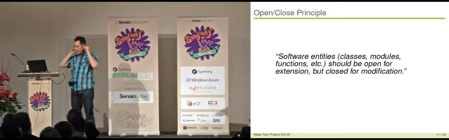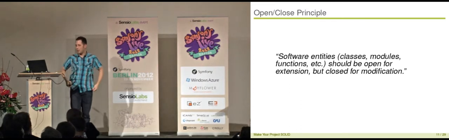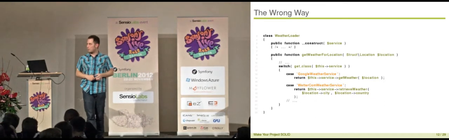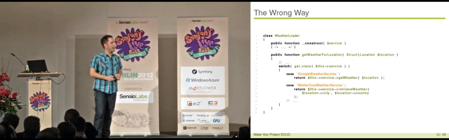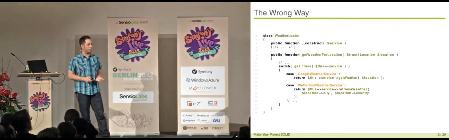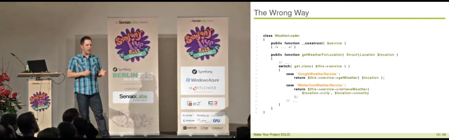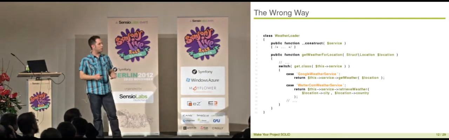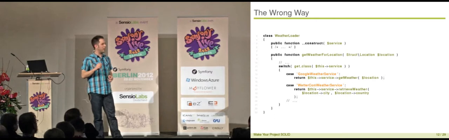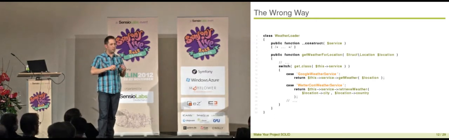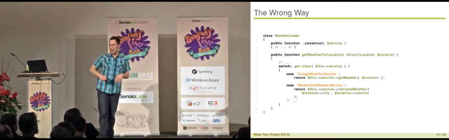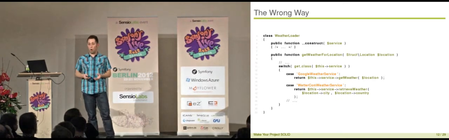Okay, what does it tell us? Let's look at an example again. We have again our weather loader, and this time the weather loader receives some service in its constructor. And inside the getWeatherForLocation method, we have a big switch which asks, okay, if I got the Google Weather Service, then I need to react like that, because I retrieve it from a library. If I got a weather.com weather service, then it's completely different, because it has a different API. So I know how to deal with that, and I know how to call that.